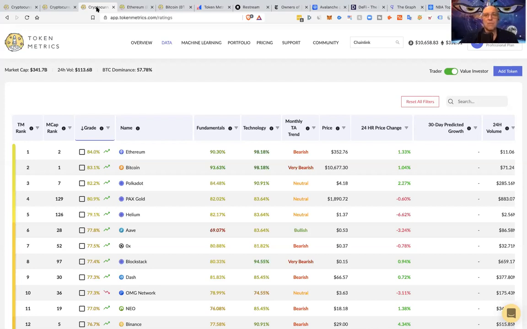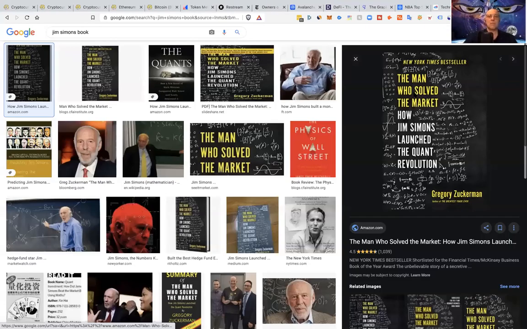Because I went through the Jim Simons book on the quant revolution. Let me see if I can pull up the book here. This was a pretty good book. I'll probably give it 4 stars out of 5. But I really like how Jim Simons really took over Wall Street with his strategy. Okay, so this is the book, The Man Who Solved the Market: How Jim Simons Launched the Quant Revolution.